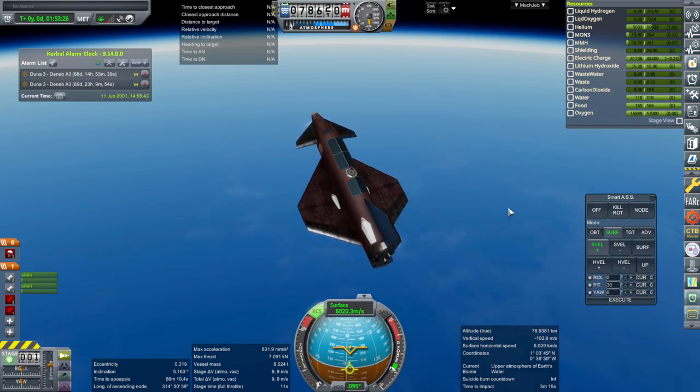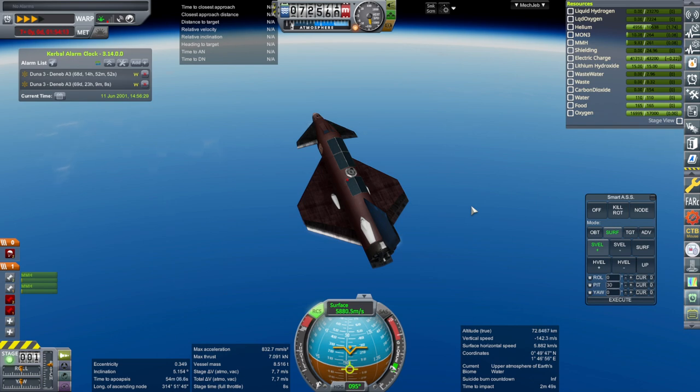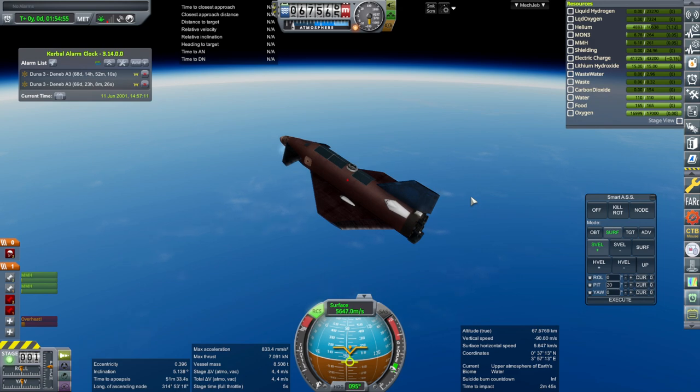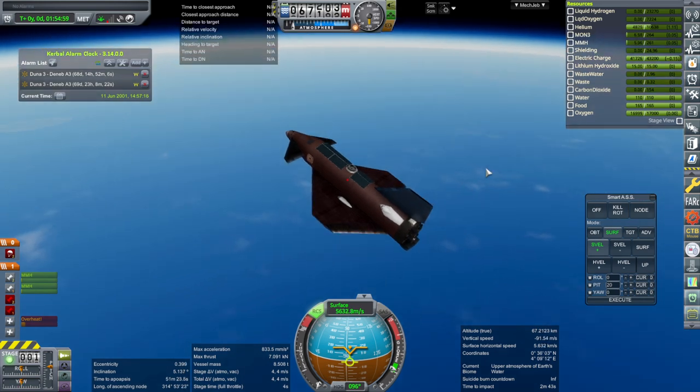We'll try 30 degrees. The pitch down occurs at about 45 kilometers. We may not have a choice on that. I'm gonna go to 20 just to save what RCS we can. If we can survive until 45 kilometers, we're in good shape.